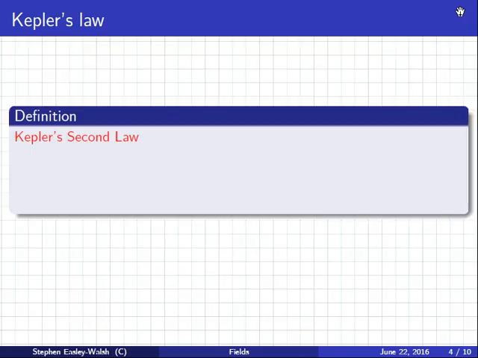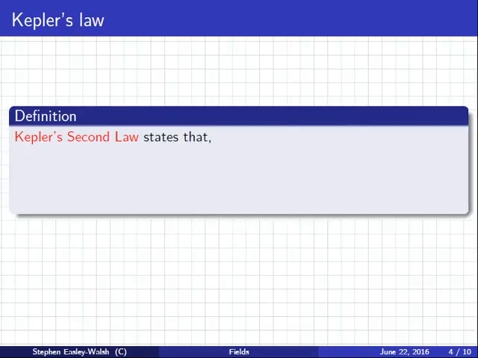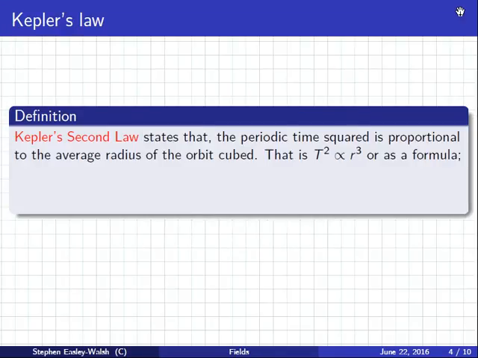Okay, Kepler's second law now states that, do you know what? We can prove Kepler's second law, but actually I'll give it to you first, but don't write it down just yet. The periodic time squared is proportional to the radius cubed, or as a formula it can be written like this. This is Kepler's second law. Now, warning, I'm going to prove this now, and this is one of the 3 proofs on the exam. Yes, this is the last proof. The proof of Kepler's second law. So, you don't have to write it down right now because we're going to prove it now.